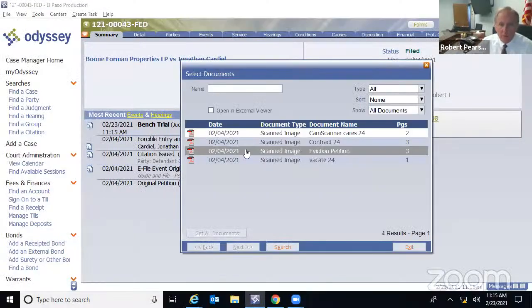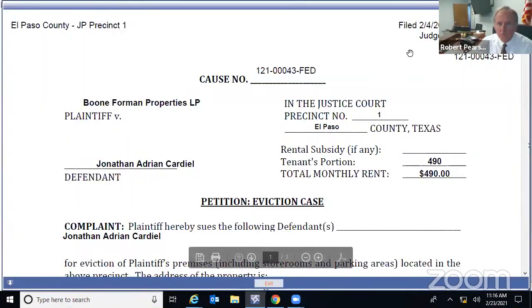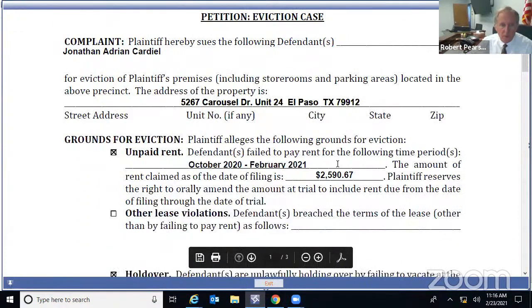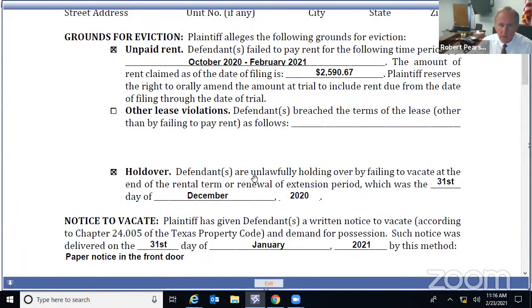Okay, here's the other problem you have. You have the same thing on this one. Let's see the petition. Unpaid rent and holdover. Okay, why?